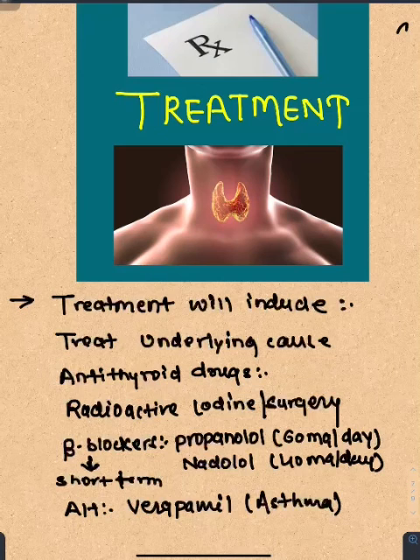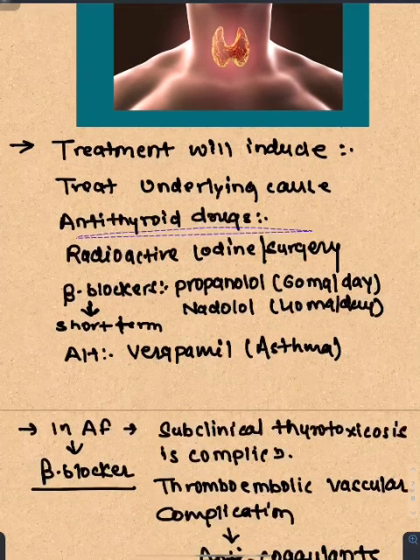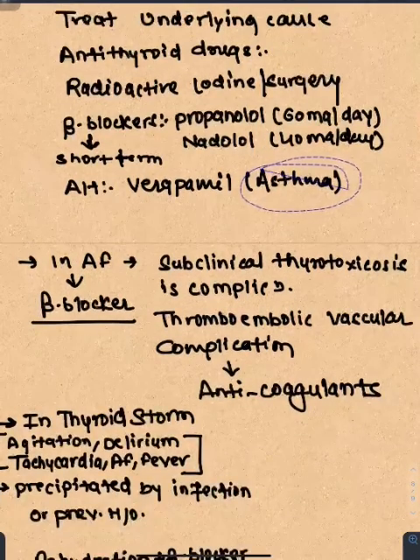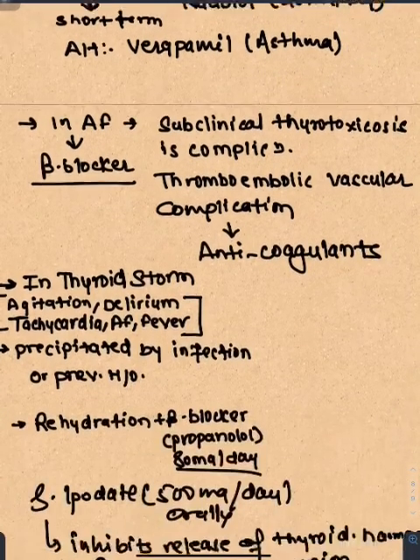Let's start with the treatment part. The treatment will include treatment of the underlying cause, the primary one. Antithyroid drugs, start with antithyroid drugs, radioactive iodine, and surgery. And there are some drugs such as beta blocker, propranolol, 60 mg per day, and nadolol. And beta blocker is only for the short term period. So alternate is verapamil, in complications such as asthma, and it is the alternate of the beta blocker.